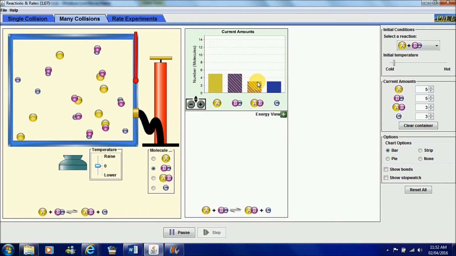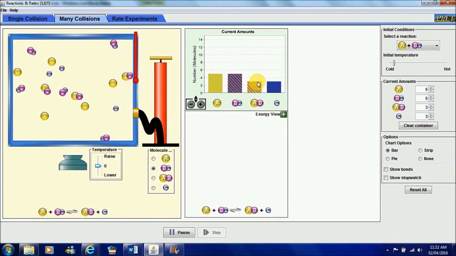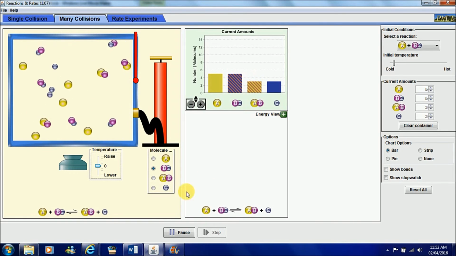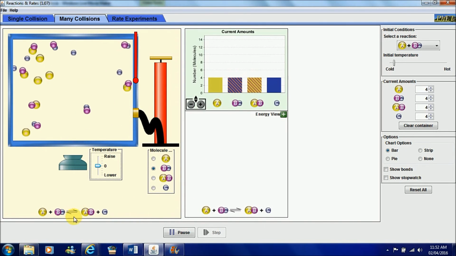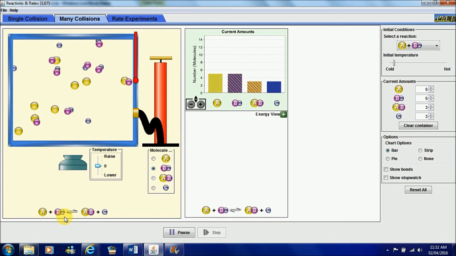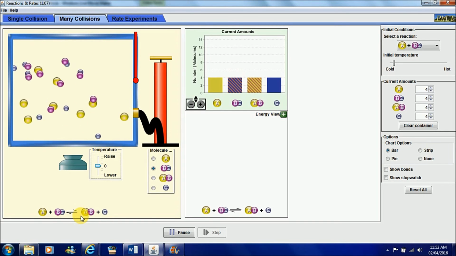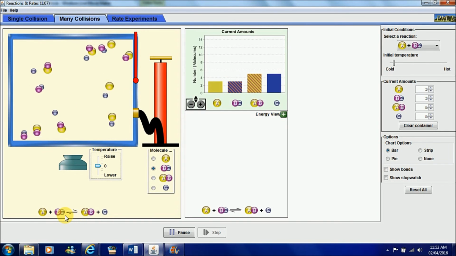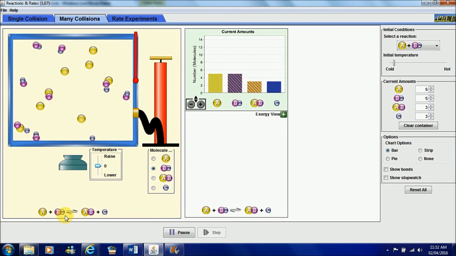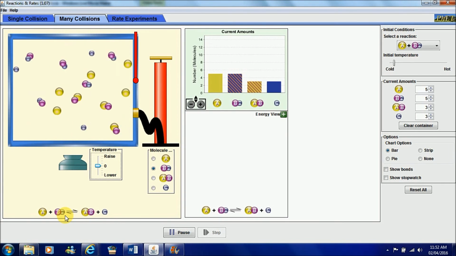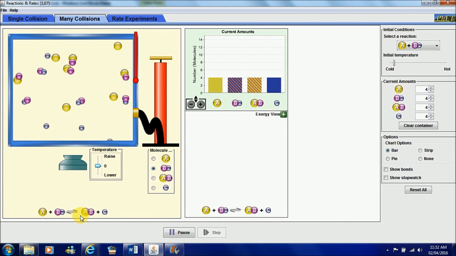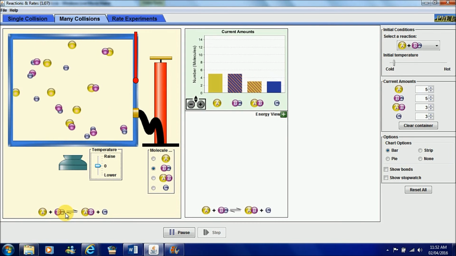Now, this bar graph also shows that the reaction is proceeding in both directions. Taking a look at our reaction equation, these arrows show that the reaction can proceed in both the forward direction and in the reverse direction. Over time, the reaction should achieve equilibrium in which the rate of the forward reaction equals the rate of the reverse reaction.